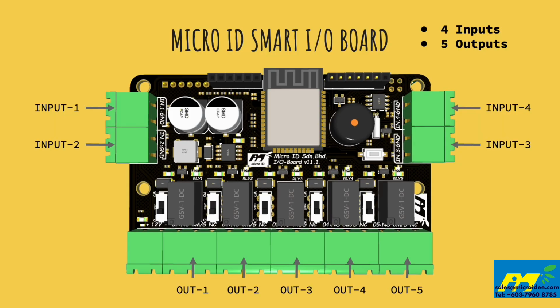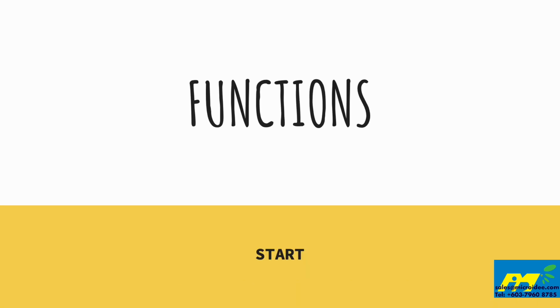Smart IO board, previously known as IO board, but this board is able to do so much that we had to add the word smart to it. With 4 inputs and 5 relay outputs, we are able to do multiple things or functions using these inputs and outputs. So without wasting any time, let's look into the list of functions that we have.